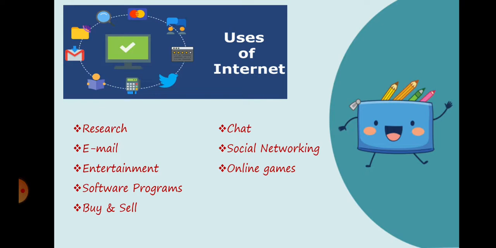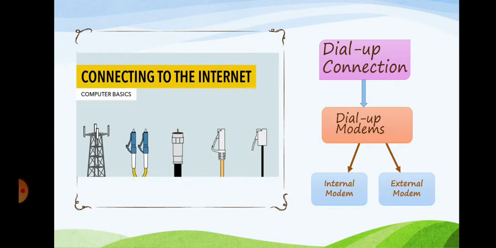How can you connect to the internet? There are two ways to connect to the internet. One is dial-up and the other is broadband. First, we talk about the dial-up connection. It's a slow speed technology.